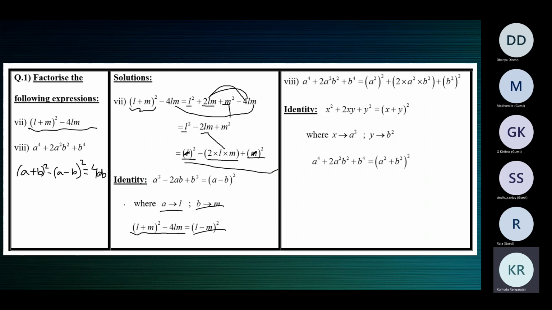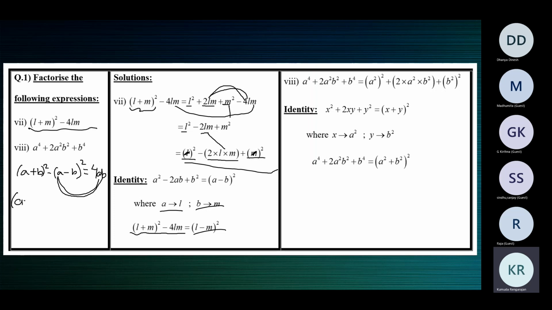Now you just transpose. Bring this one here and this here. It will be a plus b the whole square minus 4ab, because 4ab travels to the other side. So it will be a plus b the whole square minus 4ab is equal to, minus on the other side, right hand side will become plus, a minus b the whole square. Correct?